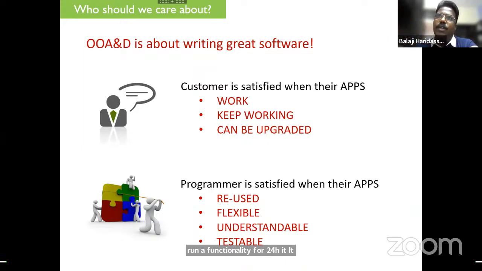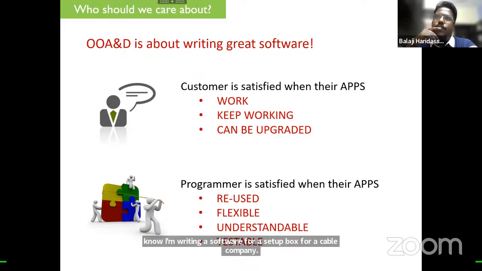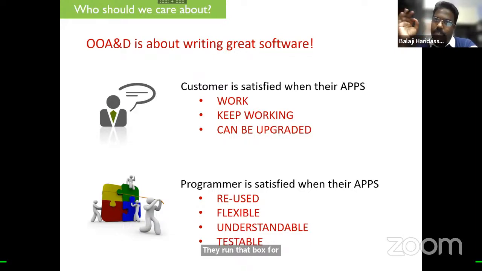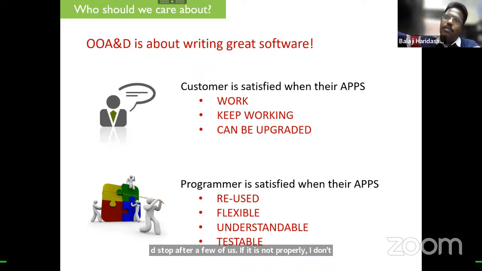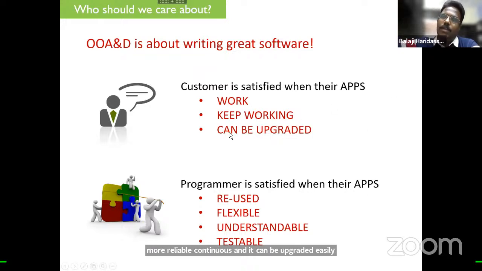Example, I'm writing software for a set-top box for a cable company. They run that box 24/7, continuously for days. If your software is not good, finished. There is a memory leak, it will stop after a few hours. If it is not properly handled, it will crash after 1 hour. So that set-top box will stop. No one will get signal, and all the homes connected to that set-top box will stop. So it should work. It should keep working. It should be more reliable, continuous, and it can be upgraded easily, because upgrading easily is related to time to market. He wants quick updates. He wants to change quickly.